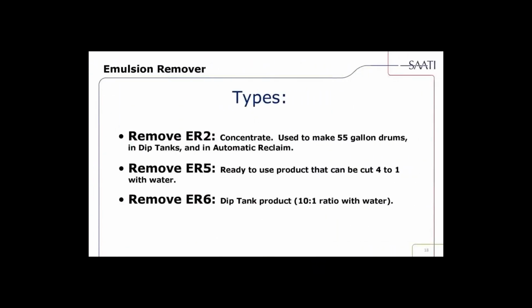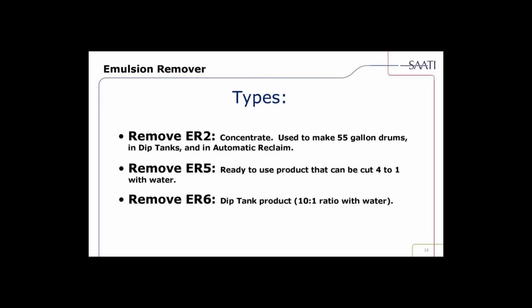So here are a few different types of the Saati products that we offer. The ER2 probably being the number one product in our line. It's a concentrate. It's used to make 55-gallon drums through a spray system. It can be used in a dip tank with about 10 or 12 ounces. And it can also be used in automatic reclaim systems.